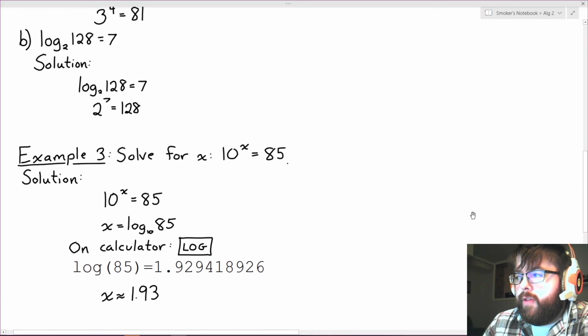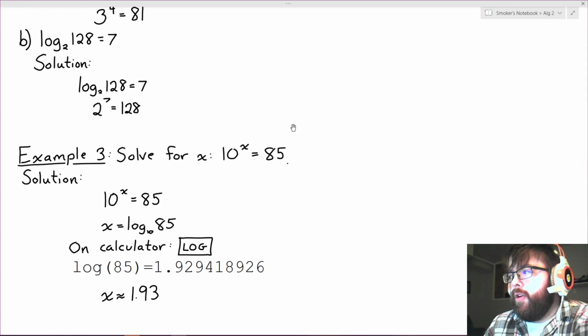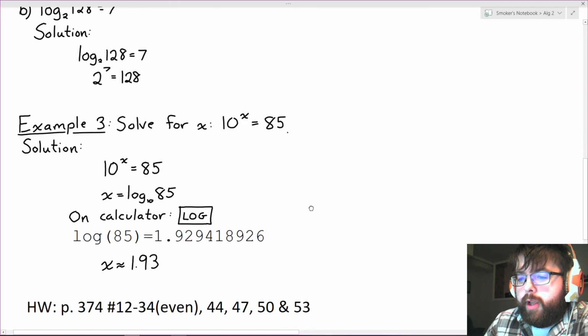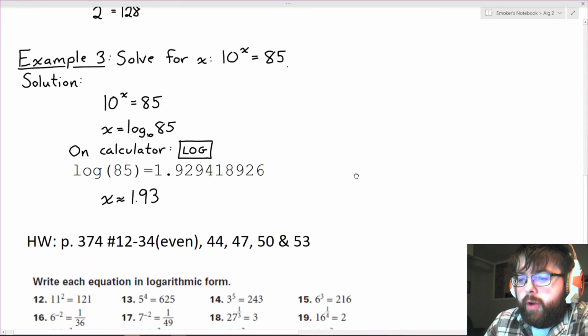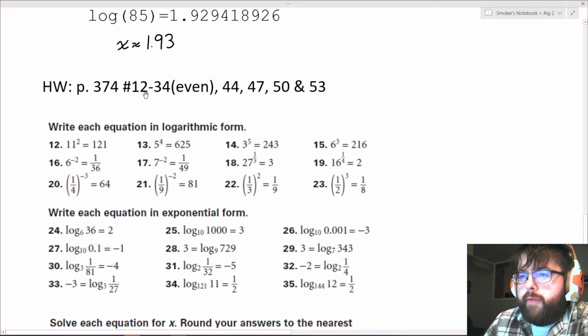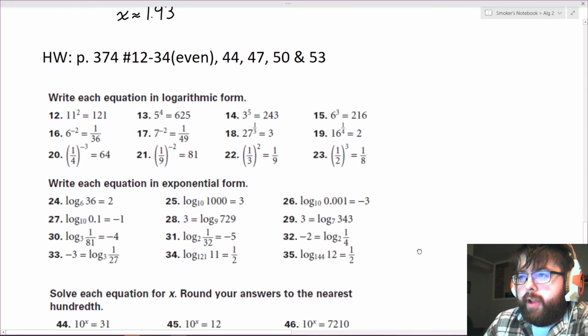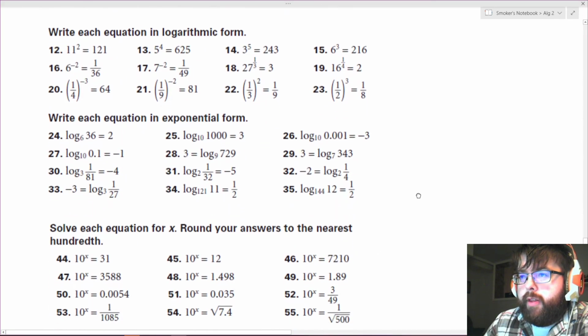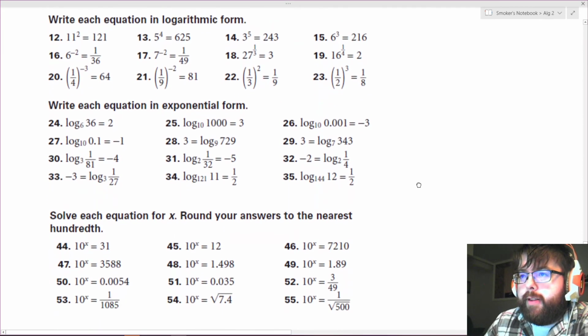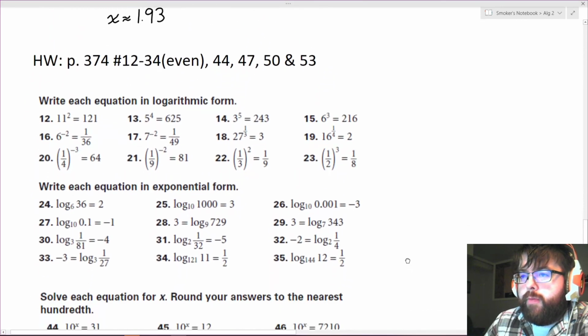All right, so that is the first part of section 3 of chapter 6. And there's going to be a second part, but there is homework based on this first part. This is a screenshot of the problems, 12 to 34 even. Rather than you needing to pause this to look at this, which you're welcome to do if you want, I will post these problems on Google Classroom.